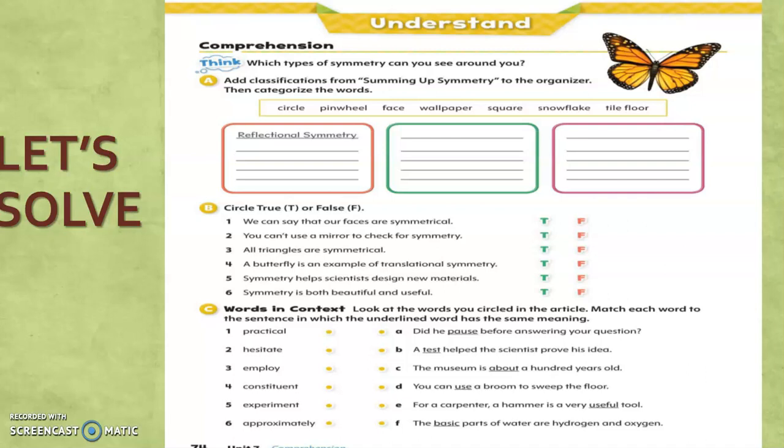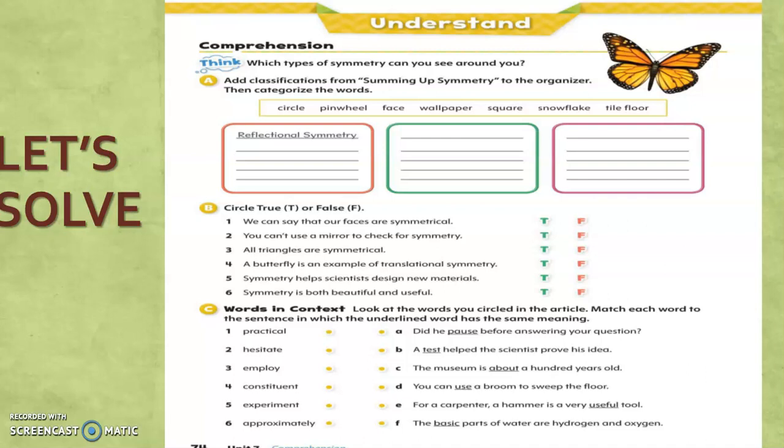Circle true and false. We can say that our faces are symmetrical. Is it true or false? Yes, it's true. You can't use a mirror to check for symmetry. It's false. We can. All triangles are symmetrical. Is it true? No, it is false. Why? Only equilateral and isosceles triangles are symmetrical. Number 4. A butterfly is an example of translational symmetry. No, it is reflectional, so its answer will be false.